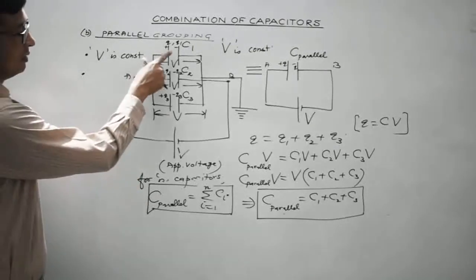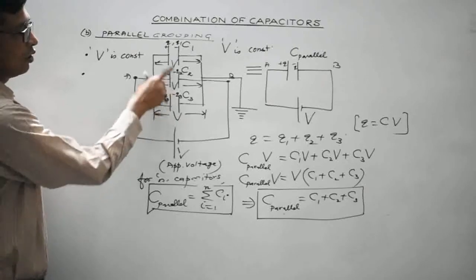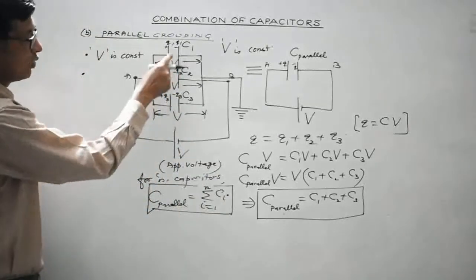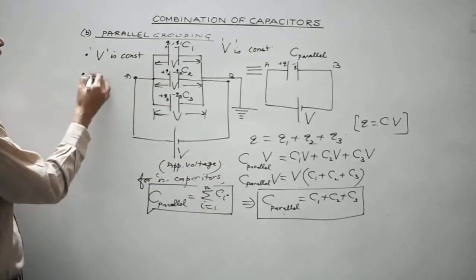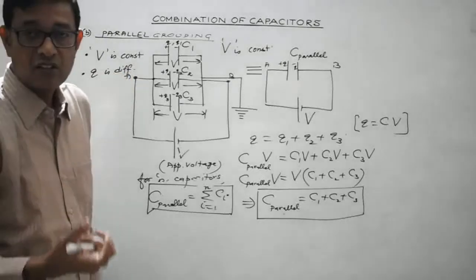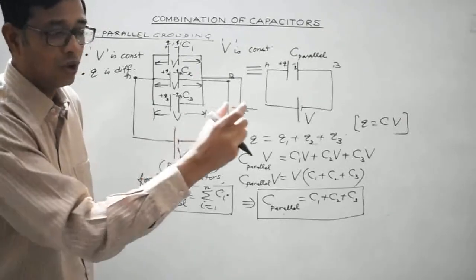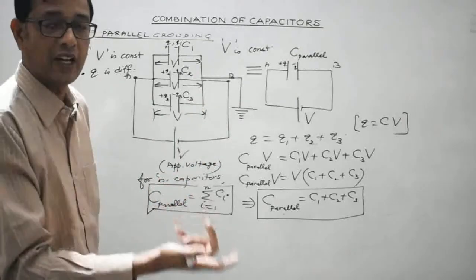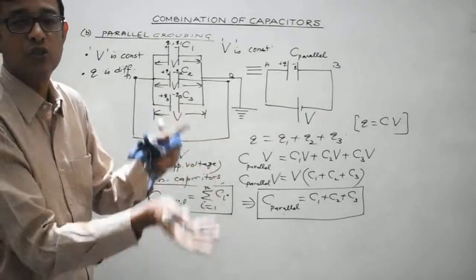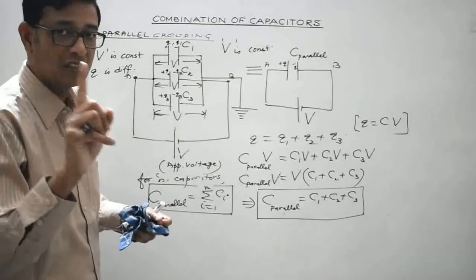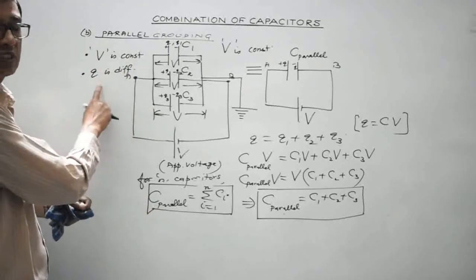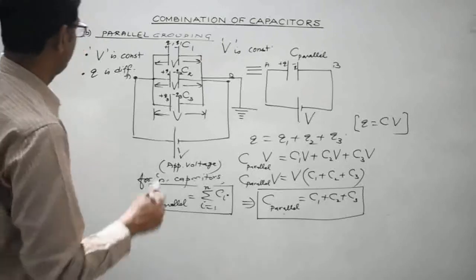Second, the charge across the plates of capacitors having different values of capacitances is different. So it's Q1, Q2, Q3 over here. So Q is different. So here the condition becomes exactly the opposite to that of series. In series, charge is constant, V is variable. Over here, in the parallel grouping, V is constant, charge is different, right?